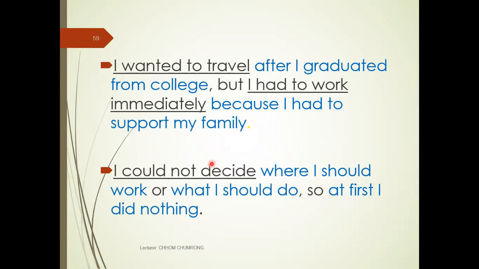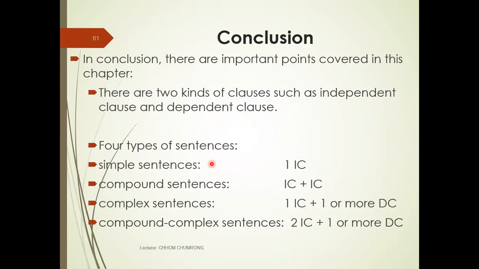Okay, compound complex. So usually, when we're talking about the sentence, there are four kinds, right? If only one IC, we call it simple sentence. If two IC together, we call it compound sentence. Sorry. And how many ways can we make a compound sentence? I think there are three ways. Three, right? Correct.